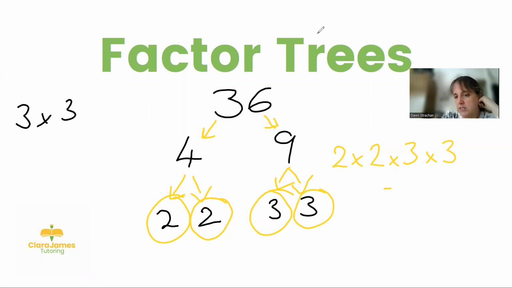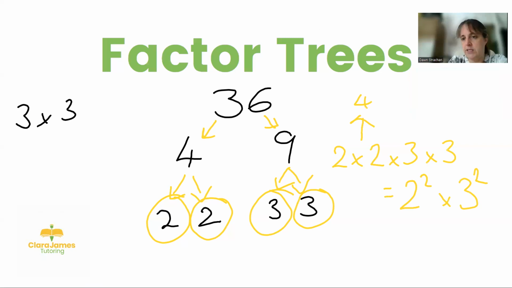But this can be tidied up. So we've just got 2 squared times 3 squared, because we've got 2 lots of the 2 and 2 lots of the 3. So that can be written like that. And if we wanted to check it, we can do. So 2 times 2 equals 4 and 3 times 3 equals 9. 4 times 9 takes us back to 36. Okay, hope that makes sense.